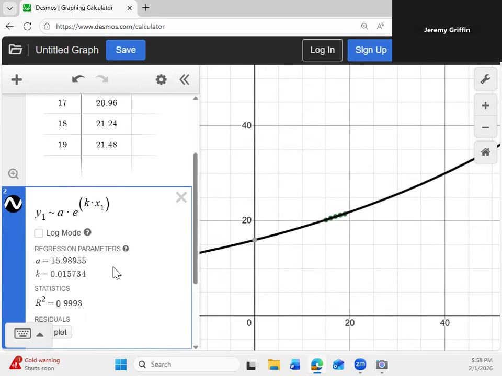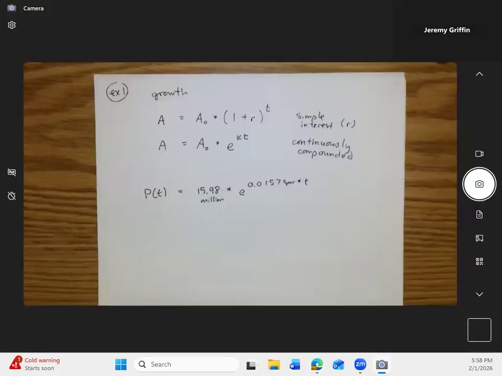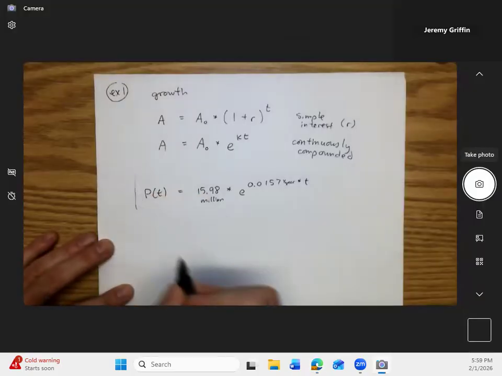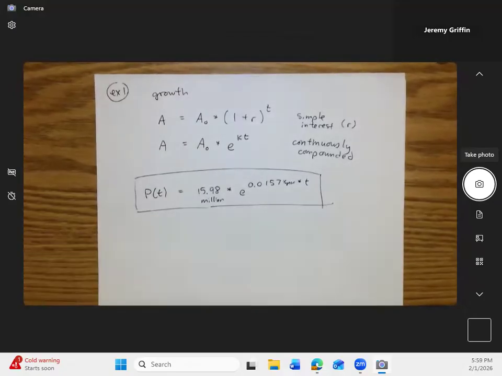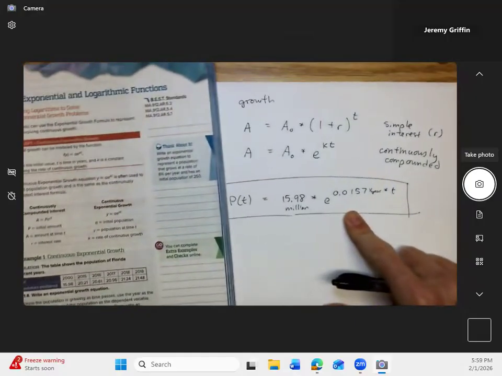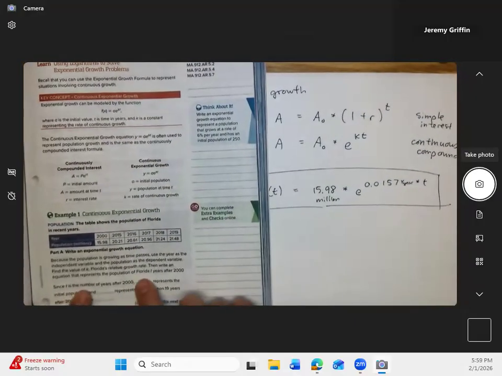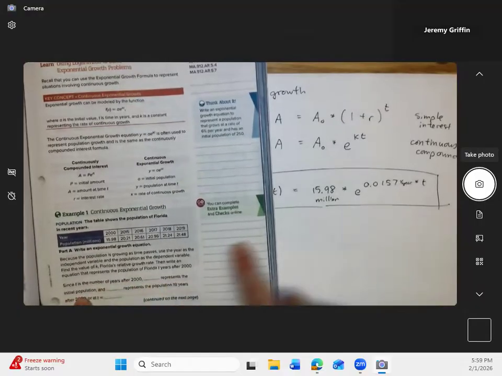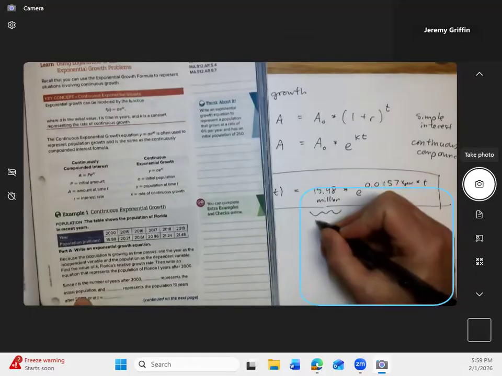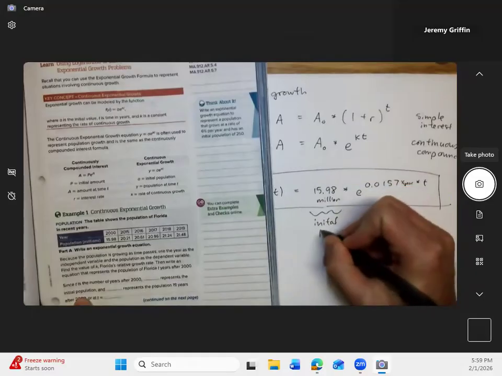All right, so we bring this back to what I just wrote. This is population as a function of time, pretty much that curve right there for Florida. What else do they want here? So we've got ourselves a model, since t is the number of years after 2000. This is your initial population.